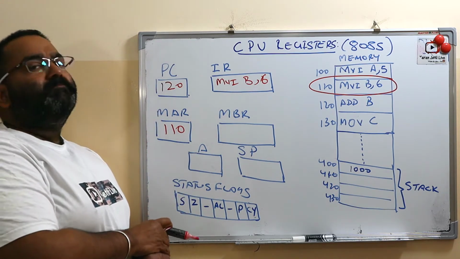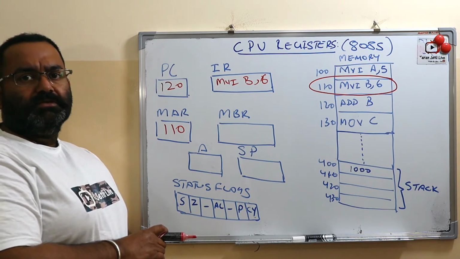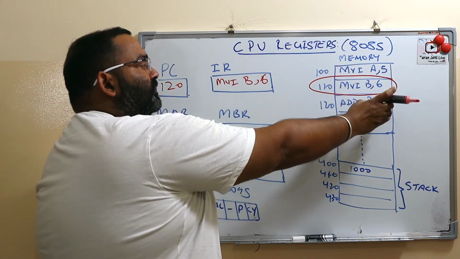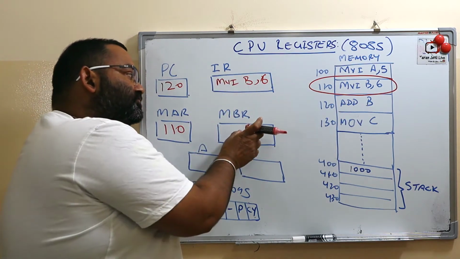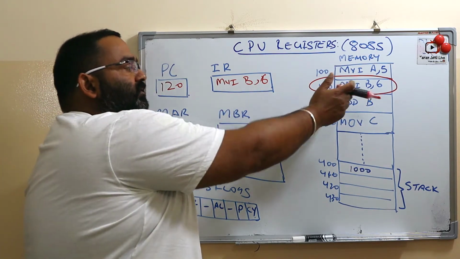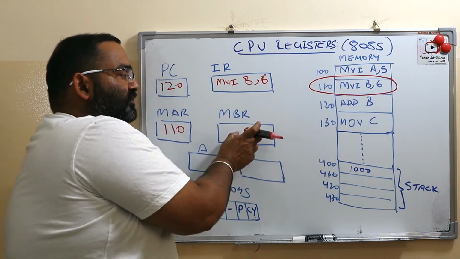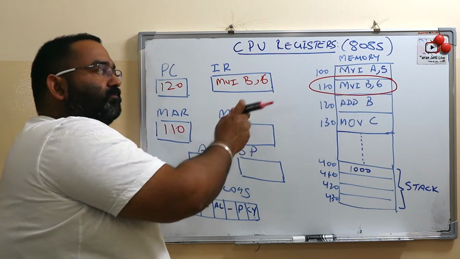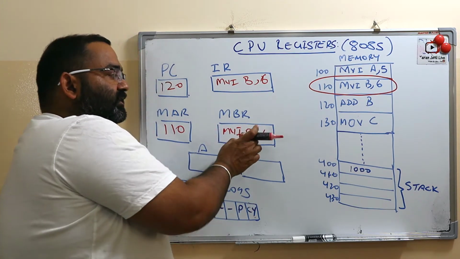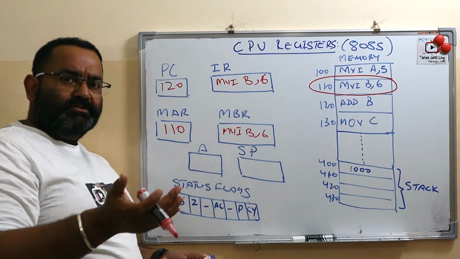Then comes MBR, the memory buffer register. Guys, anything we bring from the memory to the CPU is first stored in MBR. For example, before I explained it to you, we brought this instruction here, because only then it became the present instruction. So it will have MVI B, 6. Then from here we moved it to the instruction register.